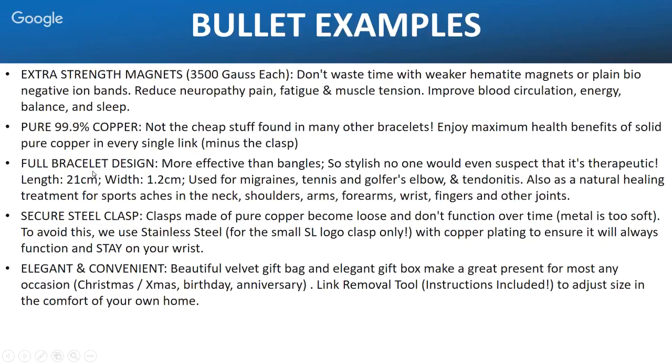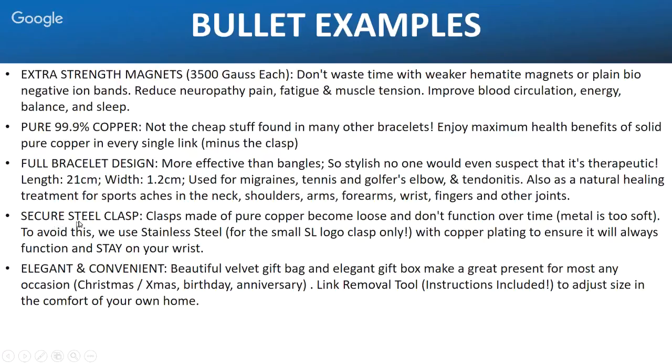It's giving us a few measurements here, which is a feature, obviously. Then we go back into the benefits, which is used for migraines. In other words, it eliminates or helps with migraines, tennis and golf elbow, and tendinitis. Also, a natural healing treatment for sports aches in the neck, shoulder, arms, forearms, wrist. So again, it's all benefits there. Secure steel clasp.